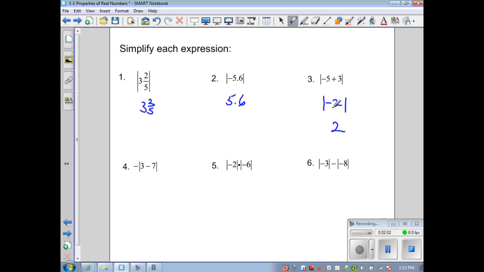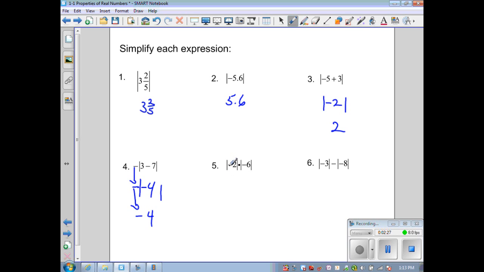Number 4, I bring down the negative value on the outside of the absolute value. Then I have a quantity on the inside, drop the absolute values. 3 minus 7 is a negative 4. The absolute value of a negative 4 is 4, but I need to bring down the negative that's in front of the absolute value. So here my solution is a negative 4.